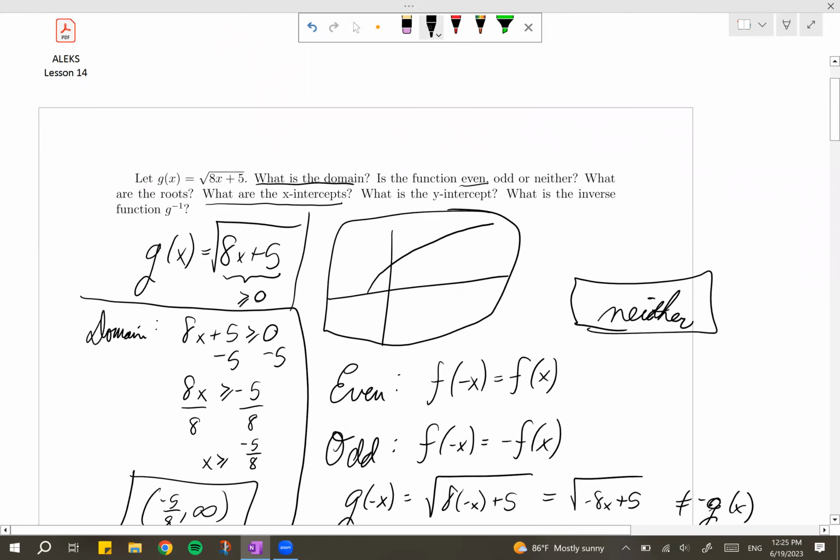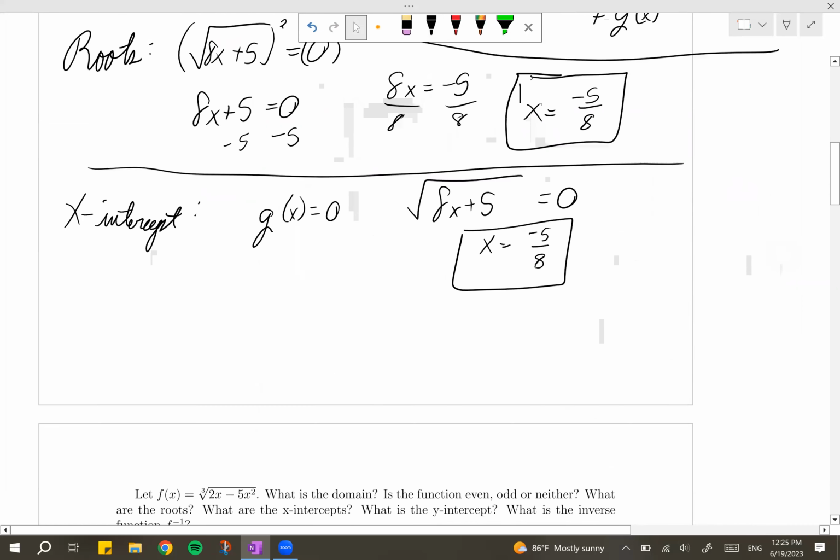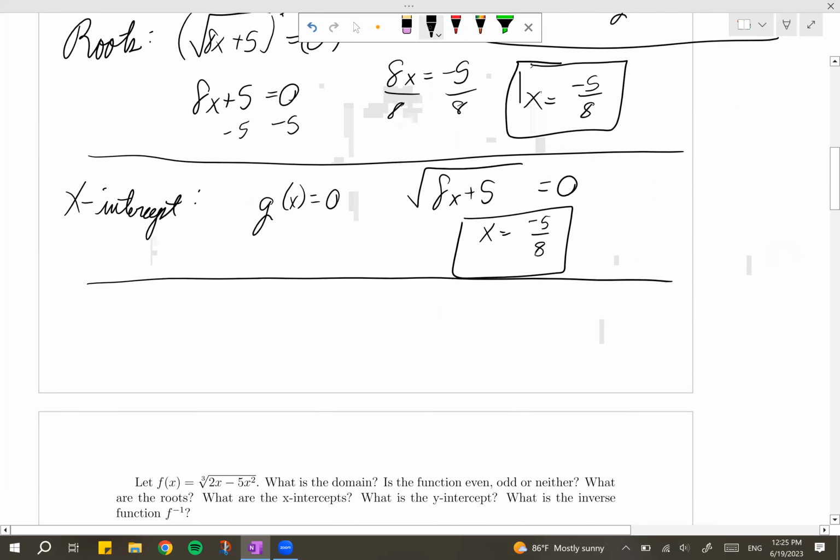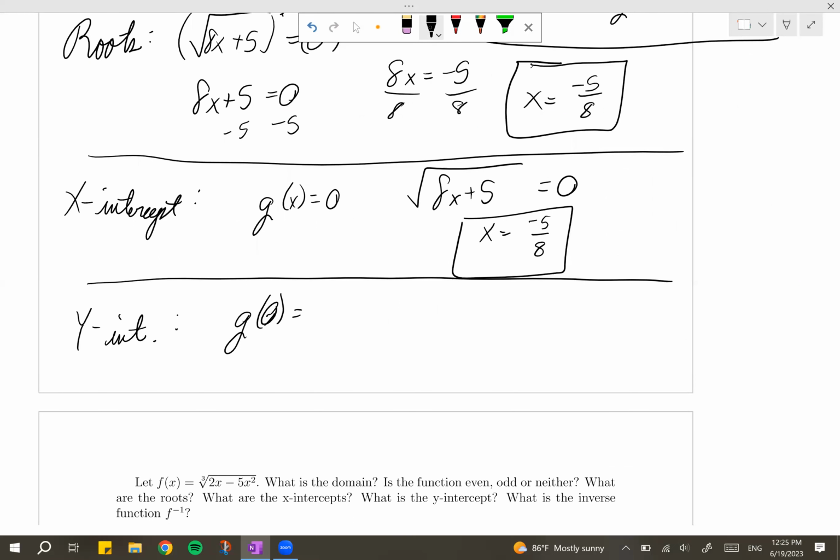And then the y-intercept is where x is 0. We're going to set x equal to 0, so we're going to do g of 0. Square root of 8 times 0 plus 5, we get square root of 5. So this is our y-intercept, square root of 5.